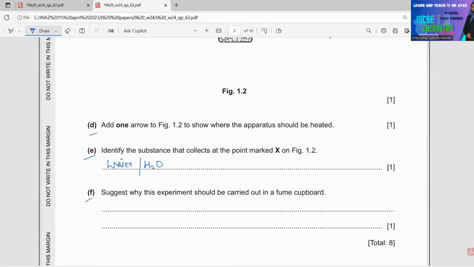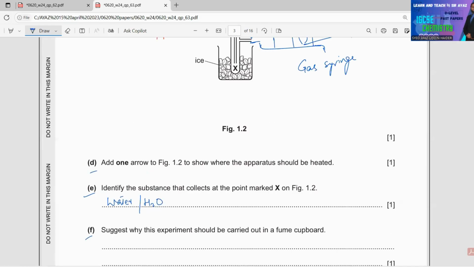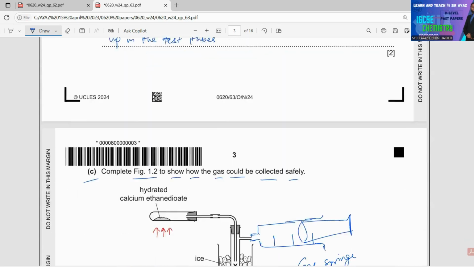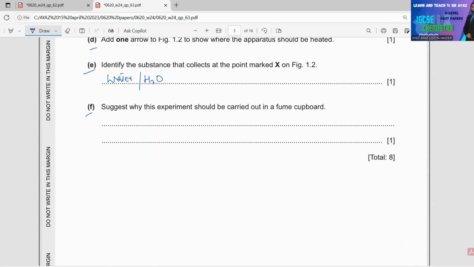F. Suggest why this experiment should be carried out in a fume cupboard. If you look at the details of carbon monoxide, the safety warning is there. It's toxic. So you will write carbon monoxide is toxic.